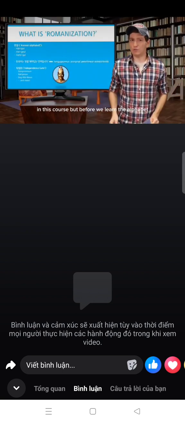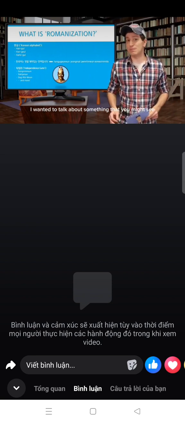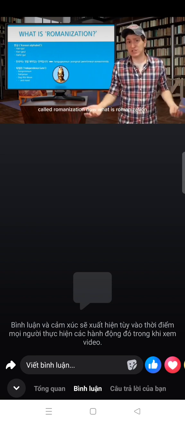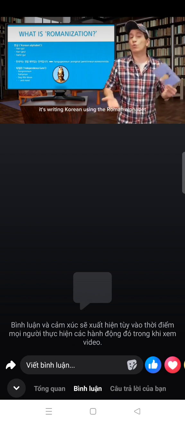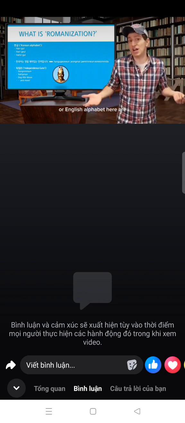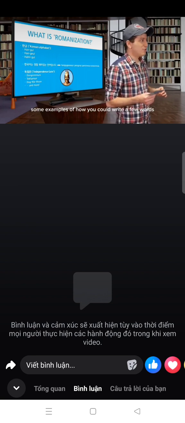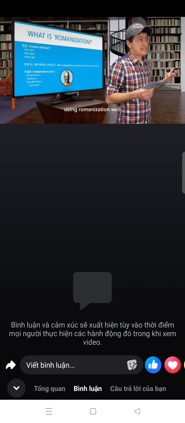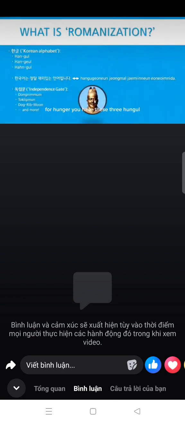But before we learn the alphabet, I wanted to talk about something that you might see called romanization. Now, what is romanization? It's writing Korean using the Roman alphabet or English alphabet. Here are some examples of how you could write a few words using romanization. Well, for Hangul you have these three. And here's an example of a sentence.